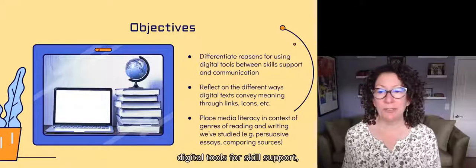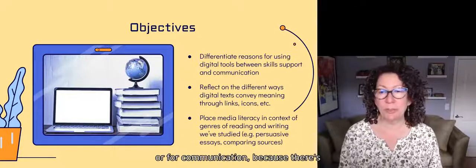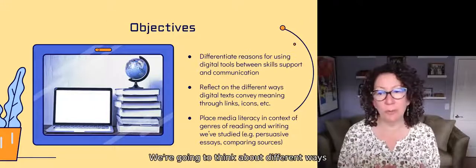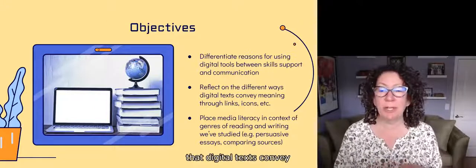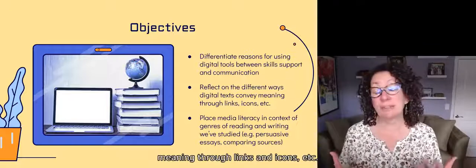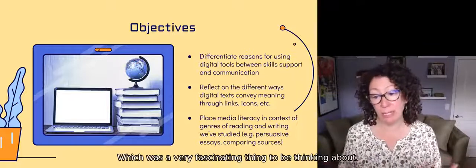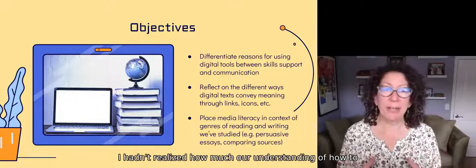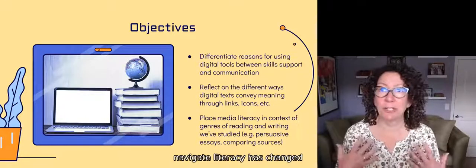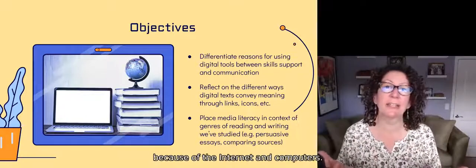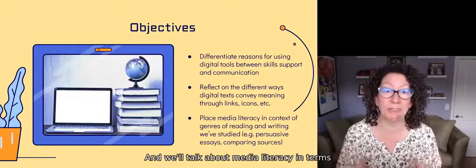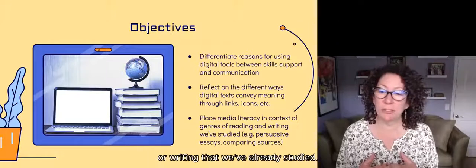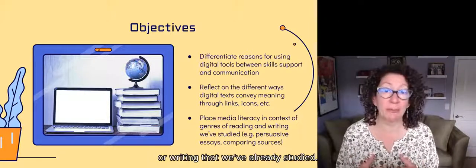We're going to talk about using digital tools for skill support or for communication, because there's two different ways we can go with those digital tools. And we're going to think about different ways that digital text convey meaning through links and icons, etc., which was a very fascinating thing to be thinking about. I hadn't realized how much our understanding of how to navigate literacy has changed because of the internet and computers. And we'll talk about media literacy in terms of different genres of reading and writing that we've already studied.